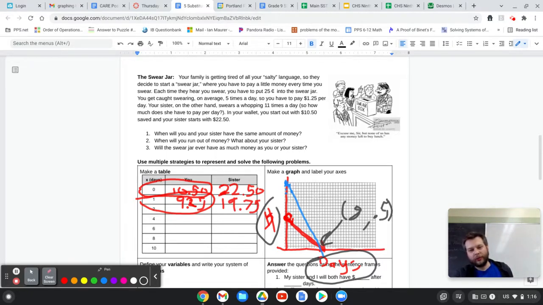So there you go. That's the swear jar, the graphing for it. Really, graphing is just taking the numbers from your table and making them into dots. It's just visualizing the numbers that are in the table. And the numbers in the table you get by just saying, how much money do we start with? How much money do we have after one day? And once you have two dots, you can draw a straight line through them.